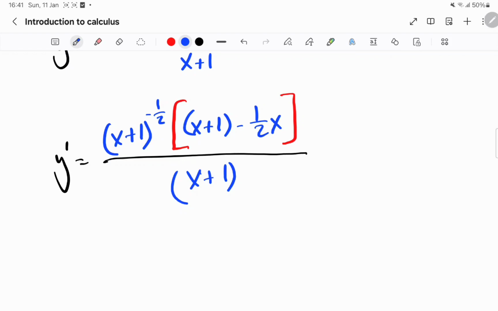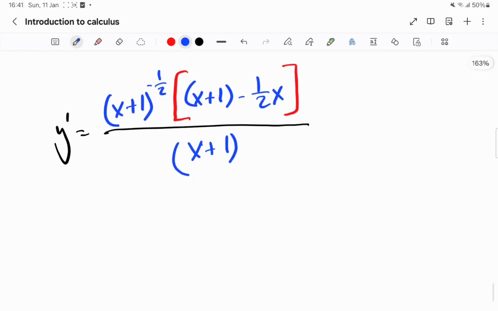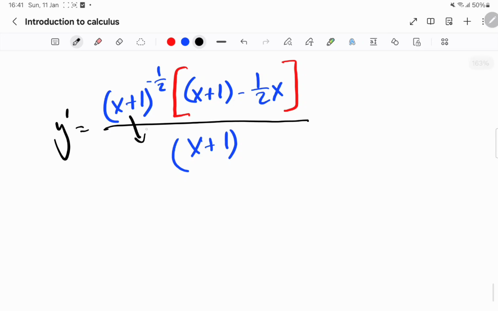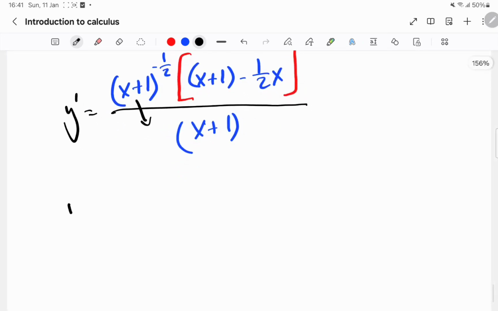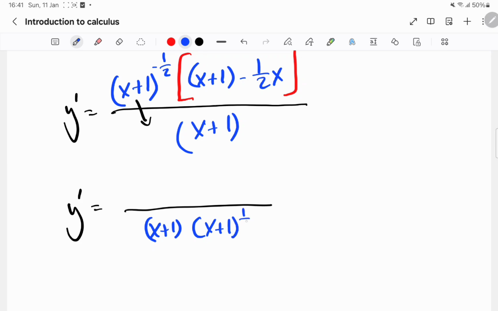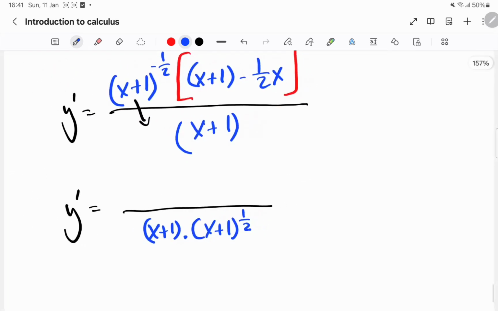Let me take a look at the next step. Okay. Now we just bring down the x plus 1 to the negative half. It would be, because remember, you bring it down, it turns into x plus 1 to the half. Okay. And the little dot of x plus 1, negative half x. Okay.